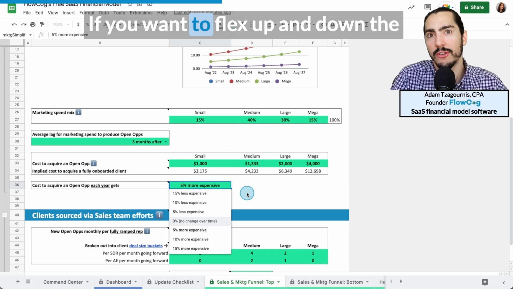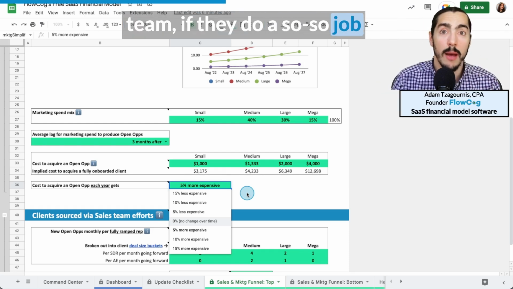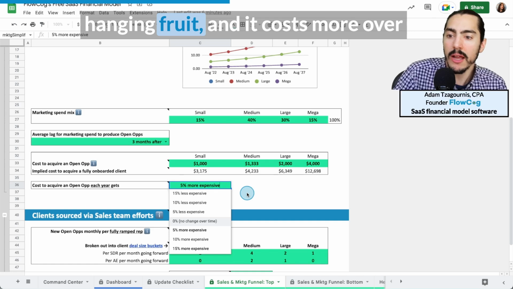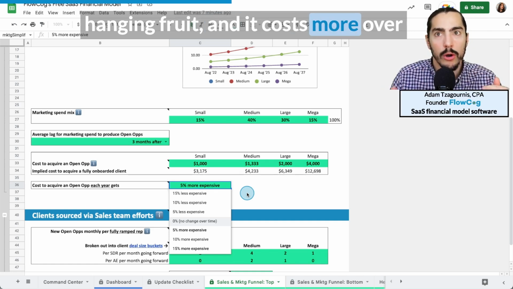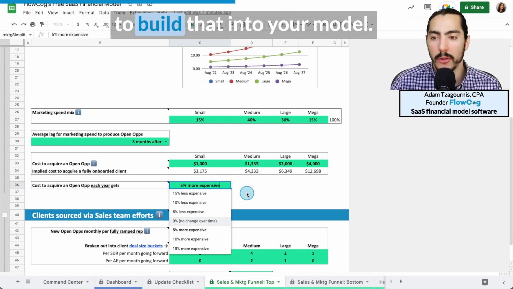If you want to flex up and down the performance of your marketing team, if they do a so-so job over time and, unfortunately, run out of low-hanging fruit and it costs more over the years to acquire that same lead, then you want to be able to build that into your model.